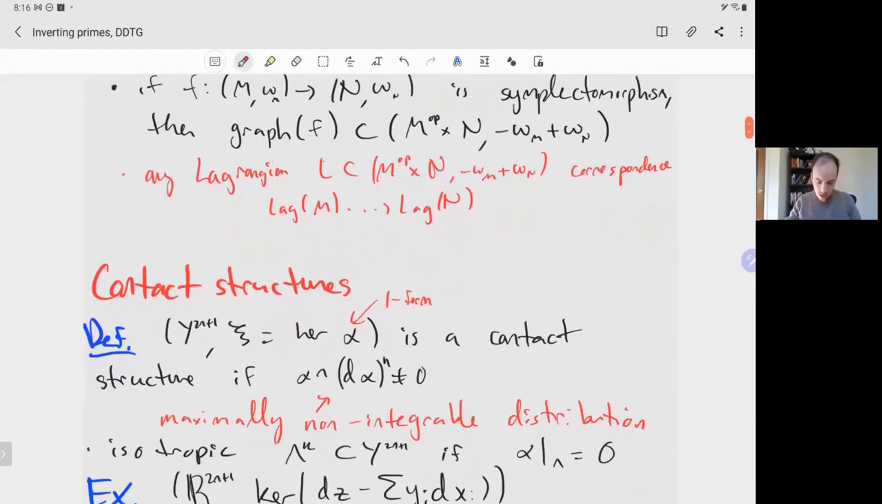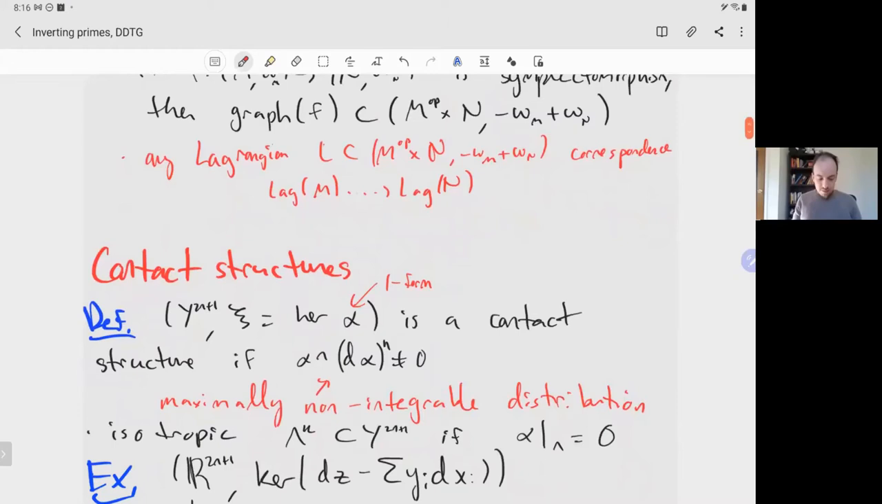So let's in fact talk about the leaves. A leaf in this setting is called an isotropic. That's just a submanifold Lambda of Y such that alpha vanishes on the submanifold. So this submanifold will be tangent to the distribution. And I should also mention here that the dimension is at most half of the dimension of Y minus one, just like in the symplectic case where the dimension of the Lagrangians is at most half the dimension of the ambient manifold. Here, the dimension of these isotropics is at most that half dimension.